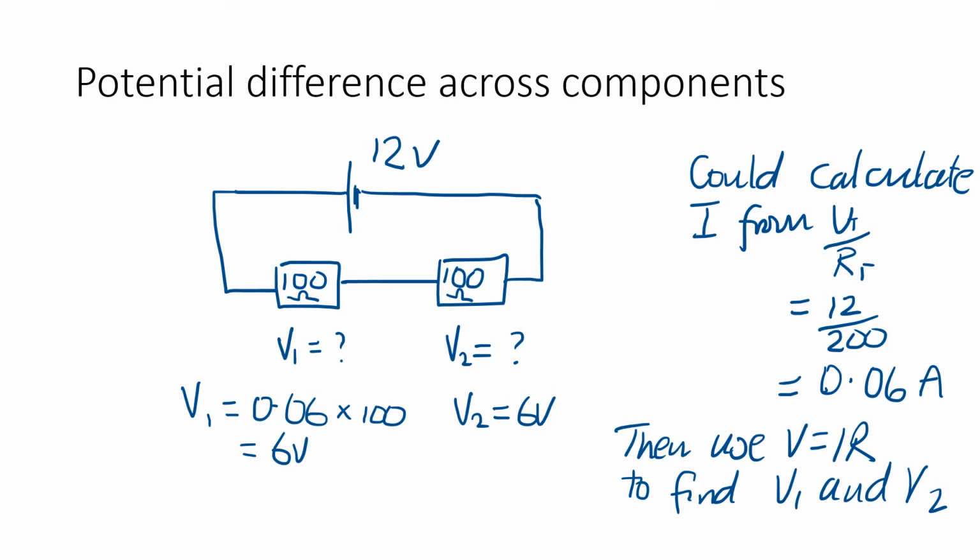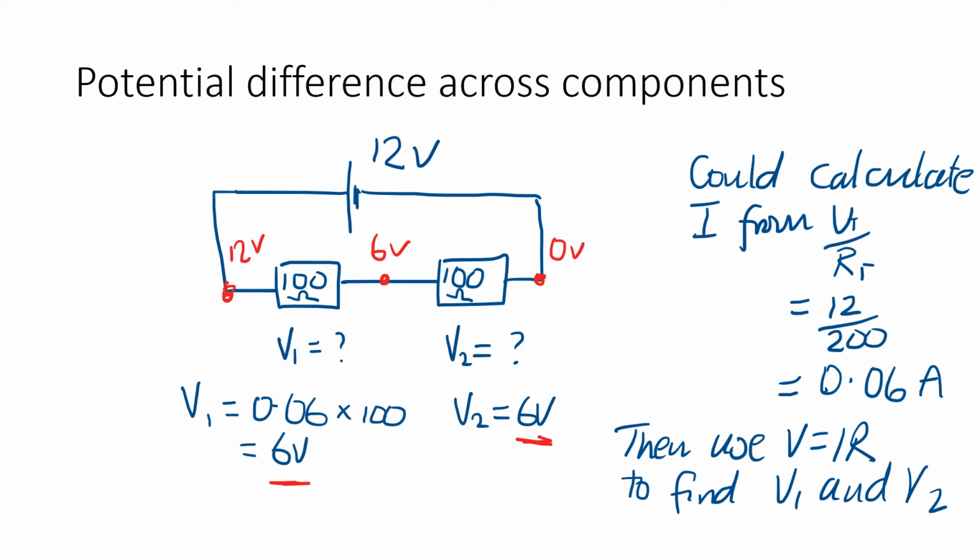So there we are, we've shown that we've got 6 volts dropped across each component when the resistor values are the same, and that's possibly what you predicted. So if we look at the potential at different points in the circuit, we can see on the left we've got a potential of 12 volts, and then as we go past the 100 ohm resistor, potential drops to 6 volts, and then as we go past the next resistor, it drops to 0 volts.